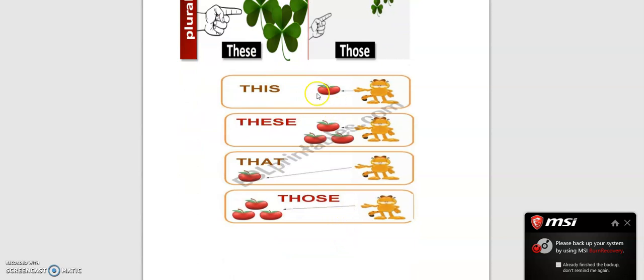This is another picture. This is an apple which is near to you, only one apple. So we use this. More than one apple, plural in number and near to us, these. One apple far from us, that. More than one apple far from us, those.